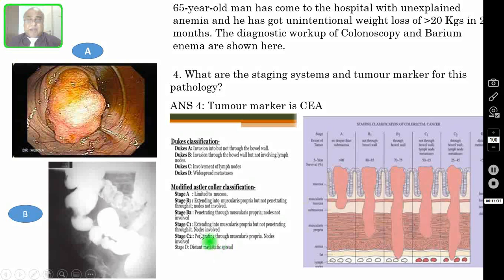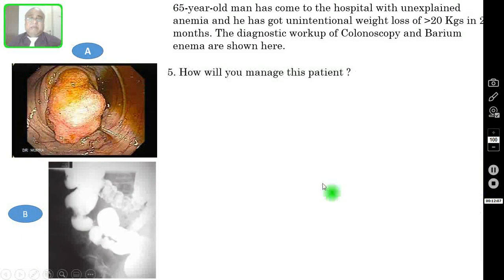In stage C1, it is extending into the muscularis propria but not penetrating through it, but nodes are involved. Here you can see this and this are same, but here nodes are also involved. That is C1. This and this are same, but here the node is also involved. That is the difference. So then the stage D is distant metastasis. You must know the modified Astler-Coller classification. Apart from that, TNM classification is also there.